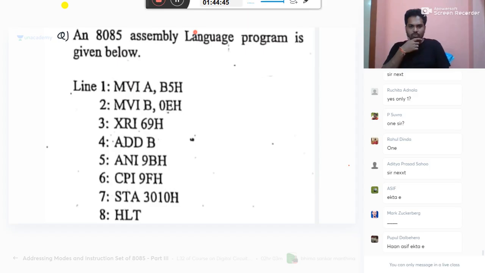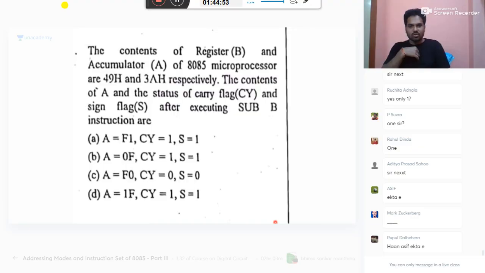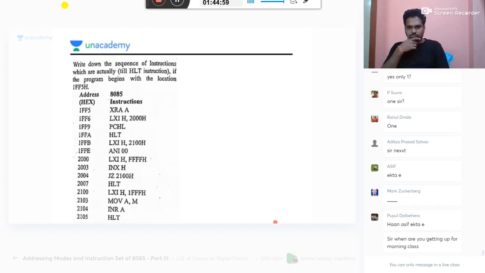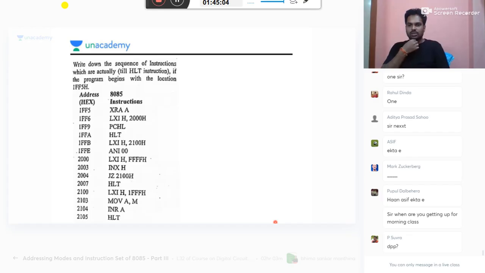Now, I'll conduct a poll. The contents of the register B and the accumulator A are 49 and 3A hexadecimal. The contents of the accumulator and the status flag after the instruction SUBB is.